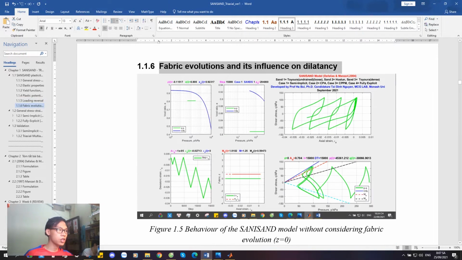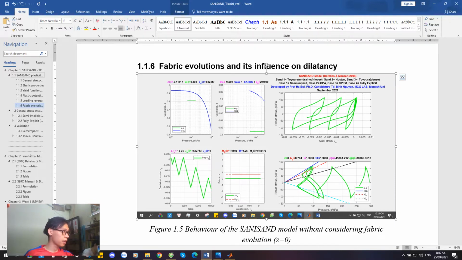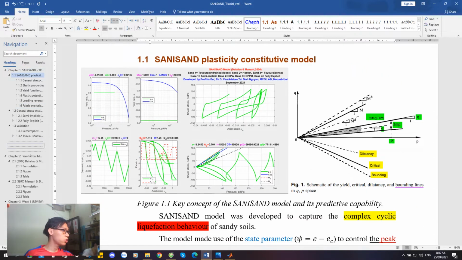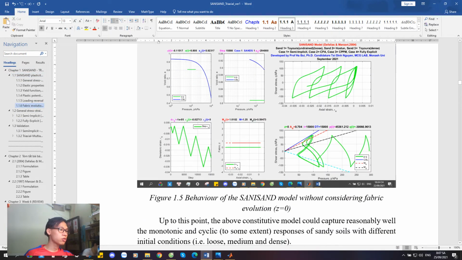Finally, I have to talk about the really important thing we have to discuss: the fabric evolution and its influence on the dilatancy. First, when I don't consider fabric evolution, just read from Dafalias and Manzari 2004, you can see there is non-liquefaction at the stress ratio. With liquefaction, it's a totally different picture. So we have to consider the fabric.